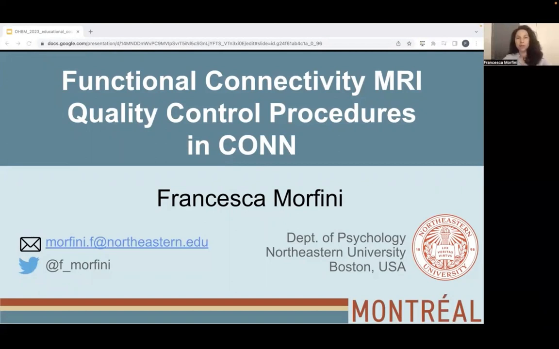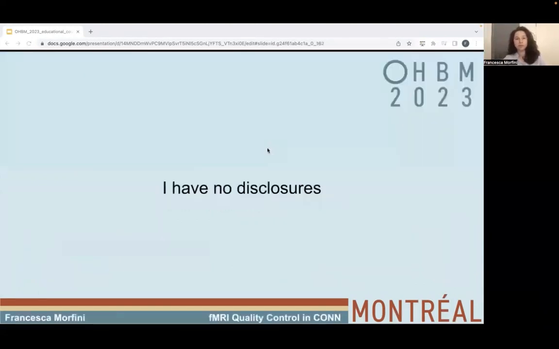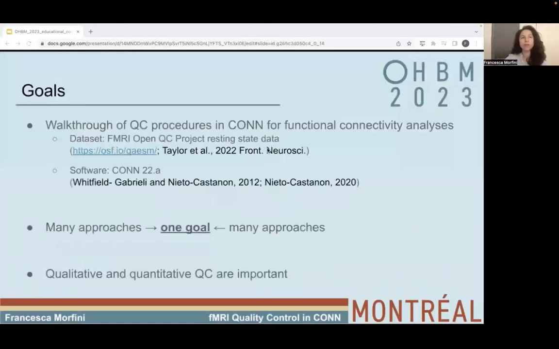I am a PhD student at Northeastern University in Boston, and this presentation is part of the 2023 OHBM Educational Day about making quality control part of your analysis. My talk today is going to focus on functional connectivity quality control procedures, as can be performed with the CONN toolbox. I have no disclosures to report.